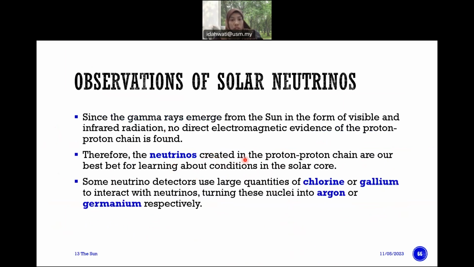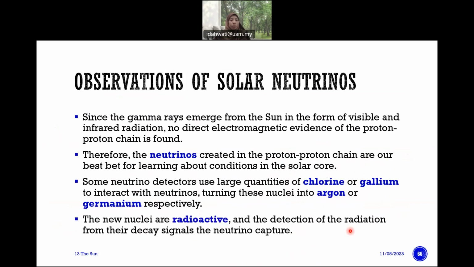Neutrinos created in the PP chain are our best bet for learning about conditions in the solar core. Some neutrino detectors use large quantities of chlorine or gallium to interact with the neutrinos, turning these nuclei into argon or germanium. This is the observation of solar neutrinos. The new nuclei are radioactive, and the detection of the radiation from their decay signals the neutrino capture.